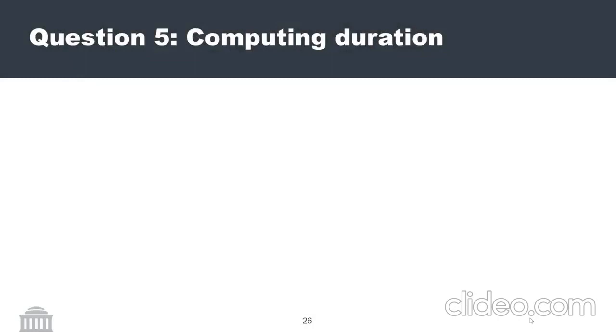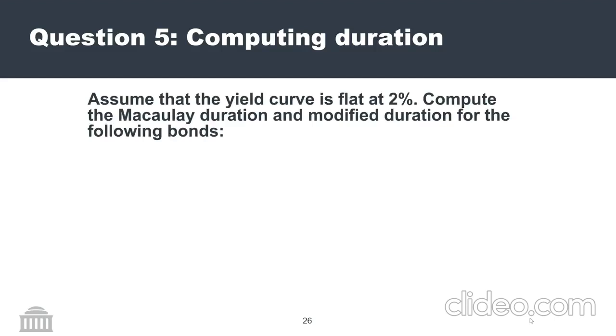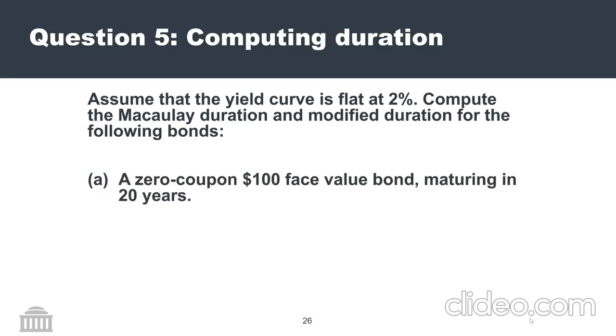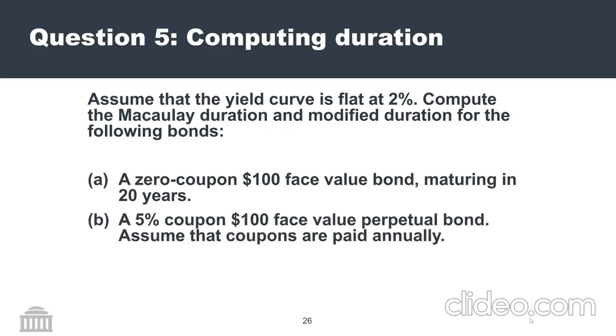In this question, we will learn how to compute duration for different types of bonds. Assume that the yield curve is flat at 2%. Compute the Macaulay duration and modified duration for the following bonds. Bond A is a zero coupon, $100 face value bond maturing in 20 years. Bond B is a 5% coupon, $100 face value perpetual bond.